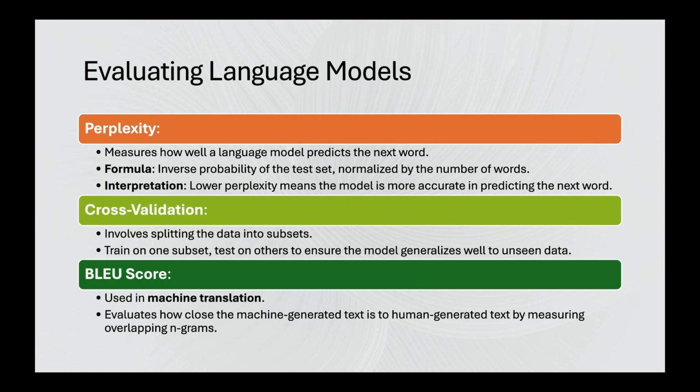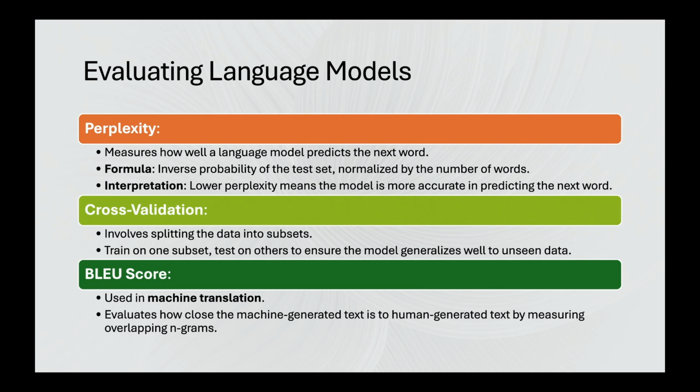Perplexity. One common way to evaluate a language model is by measuring its perplexity. Perplexity is the inverse probability of the test set normalized by the number of words. A lower perplexity indicates that the model is more accurate and better at predicting the next word. Cross-validation is another important evaluation technique. It involves splitting the data into multiple subsets, training the model on one subset, and testing it on the other to ensure that it generalizes well to unseen data.